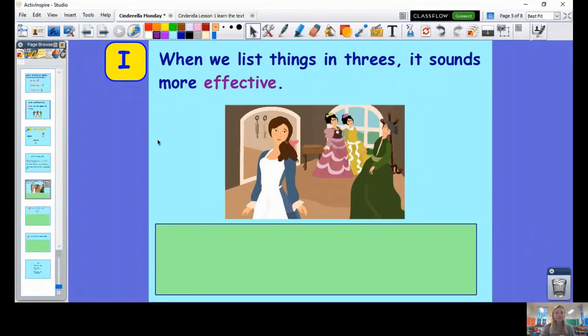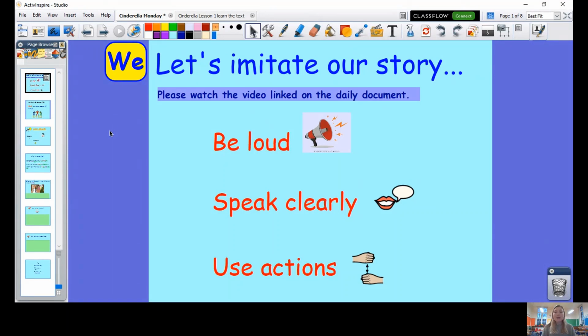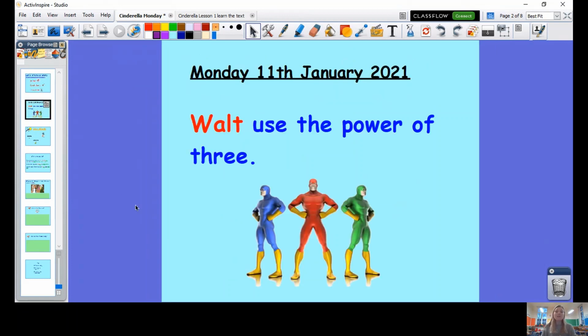If you would like to practice our story, please go to the video that's on our daily document. Today we're going to be using the power of 3 in our writing. So I want you to all get 3 up on your fingers and put them in your pocket because we're going to be using the power of 3 today.